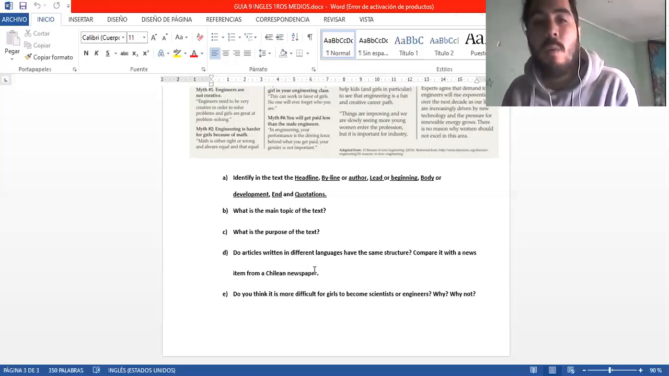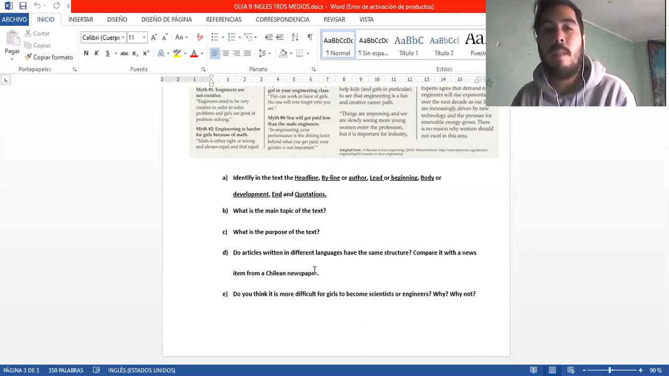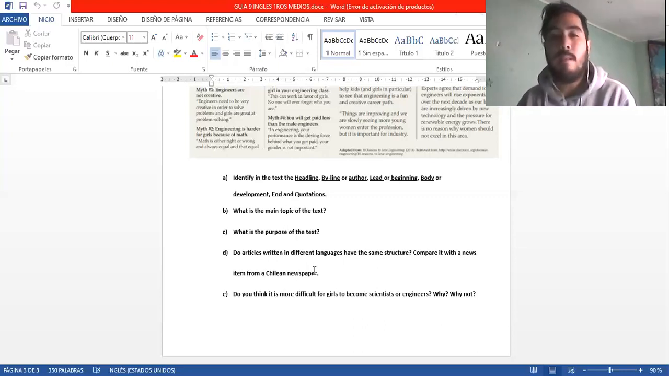B, what is the main topic of the text? ¿Cuál es el tema principal? ¿Ya? ¿De qué se trataba? What is the purpose of the text? ¿Cuál es el propósito del texto?